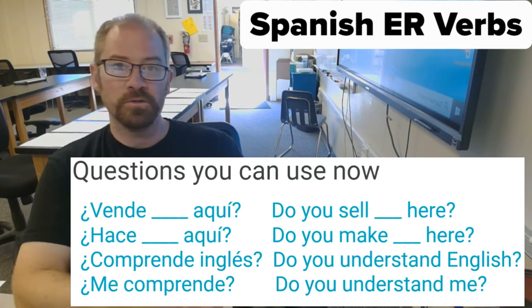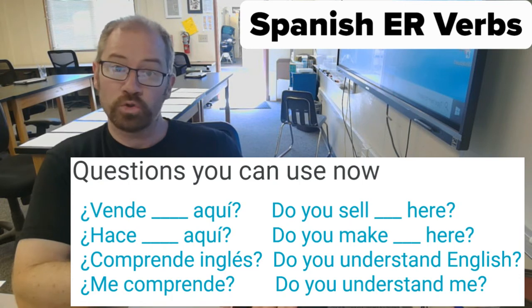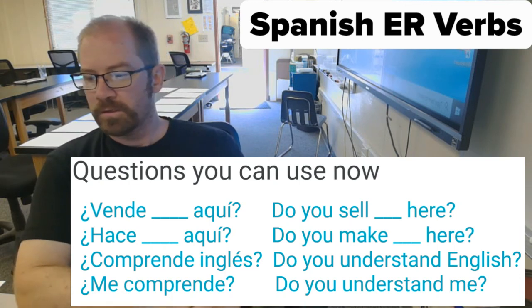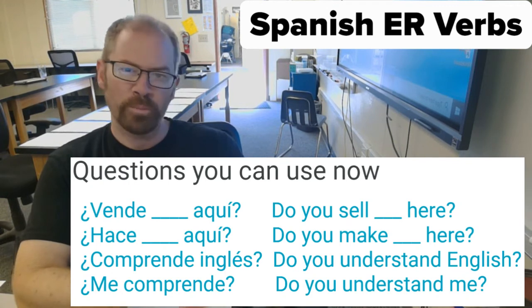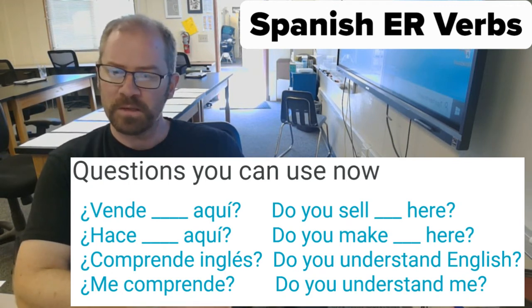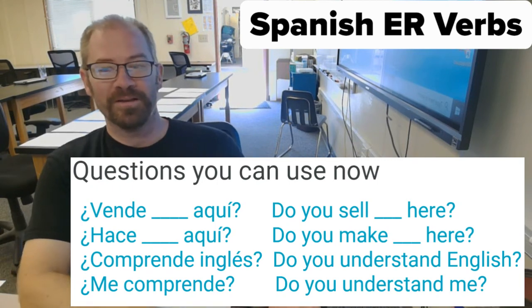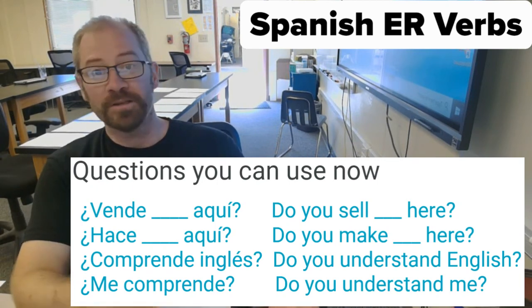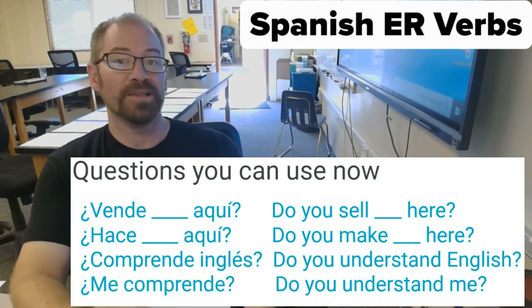Next question is, do you make or do you do something here? So maybe you want to know if they make chocolate here. ¿Hace chocolate aquí? And then the next one, maybe you need to speak English to this person. You could ask them, do you understand English? ¿Comprende inglés? And then the last one, do you understand me? ¿Me comprende? So those are some samples. You'll see all of these verbs are basically in the usted, the formal you form, because you're asking someone politely these questions.